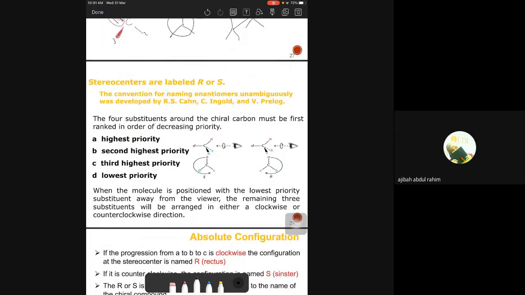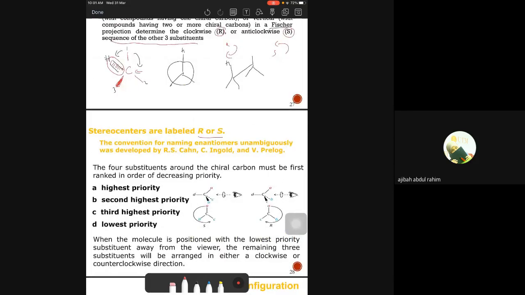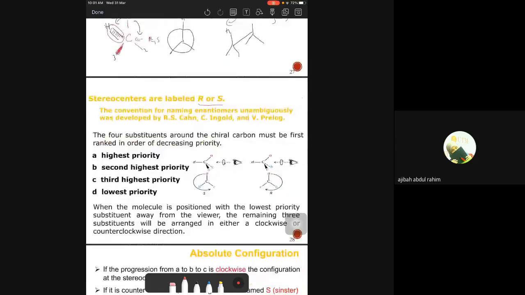So the stereocenters would be labeled as either R or S. So what is the stereocenter? The carbon. Okay, the carbon would be labeled either R or S. So this naming is based on the Cahn-Ingold-Prelog system. So this is R.S. Cahn and also C. Ingold and also V. Prelog, who are the ones who developed this R and S naming system.